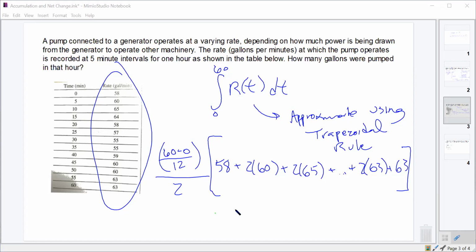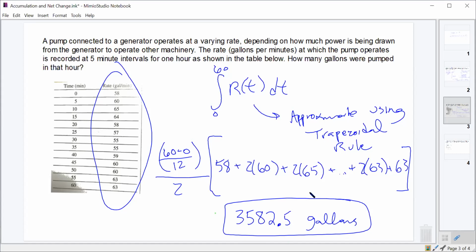3,582 and a half. That's what they got last period. And lots of people got that. So you probably just typed it in wrong if you didn't get that. 3,582.5 sounds like that should be pretty accurate anyway. We should be able to have a reasonable guess. What is this, gallons, right? Because we know that we're around 60 each time, right? Close to 60. And we had 60 minutes in the hour. So 60 minutes times 60 gallons about per minute would be about 3,600. So that seems fairly reasonable.